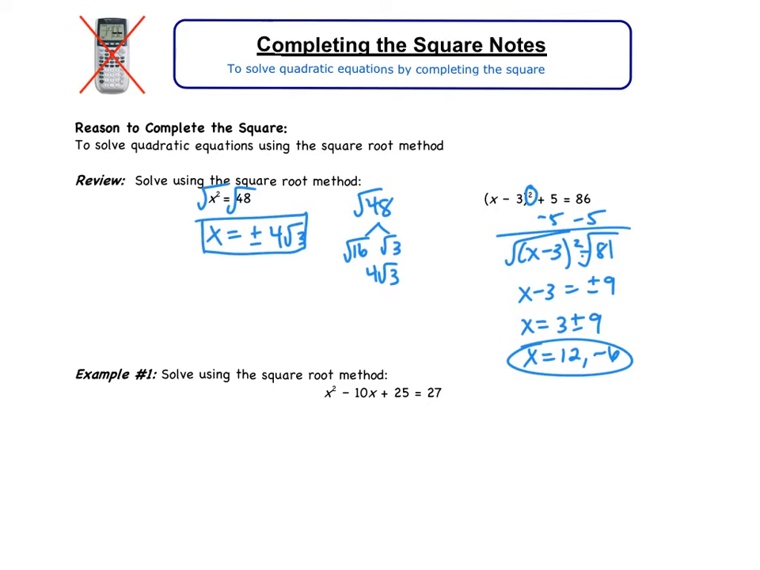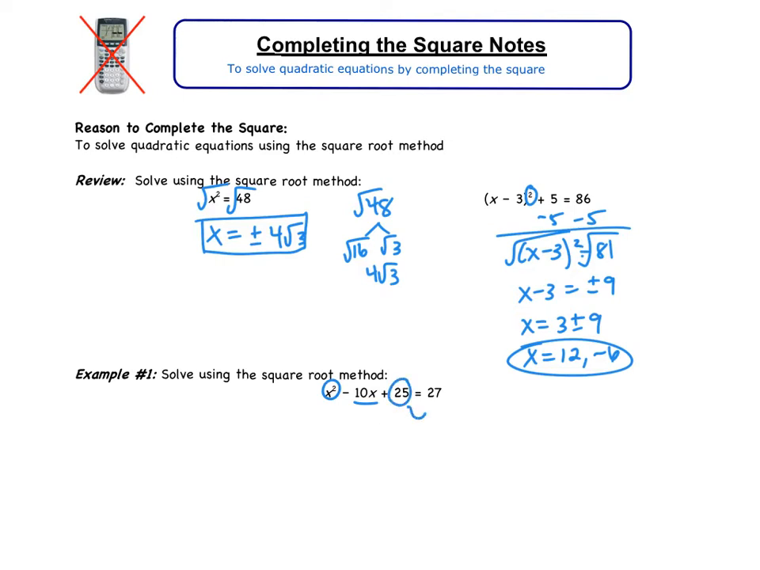Okay, so now that we've reviewed the square root method, let's take a look at problem number 1. It says solve using the square root method. First thing I want us to notice, we can't solve this right now using the square root method. We have an x squared, we also have a singular x term, so we have a linear x term. That's an issue. So we need to put this equation in a form where we can use the square root method.